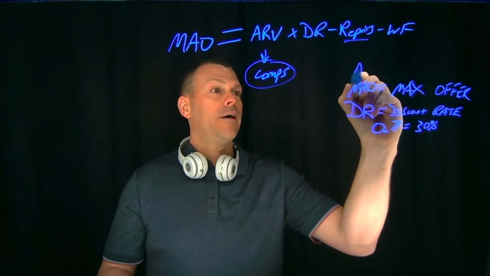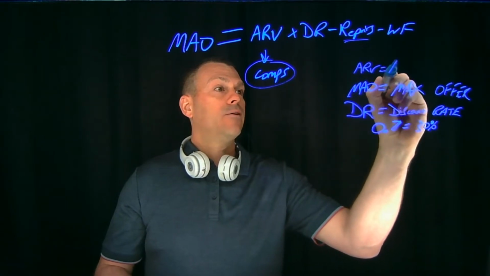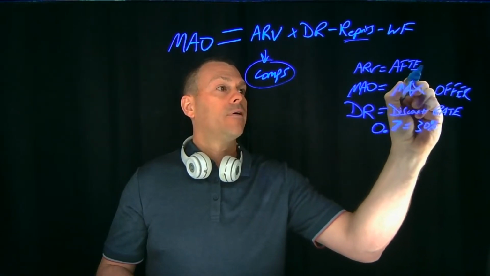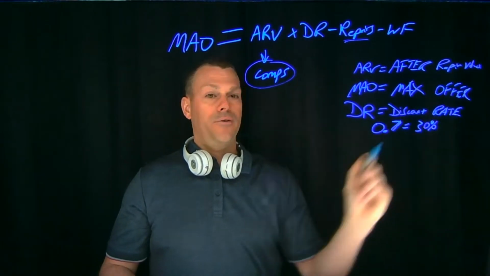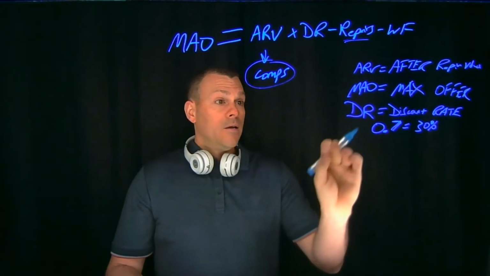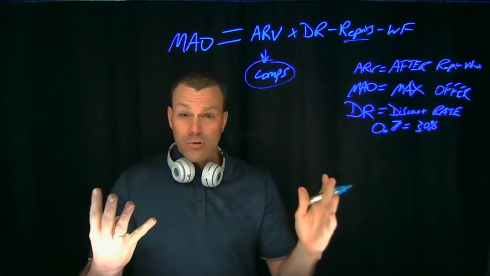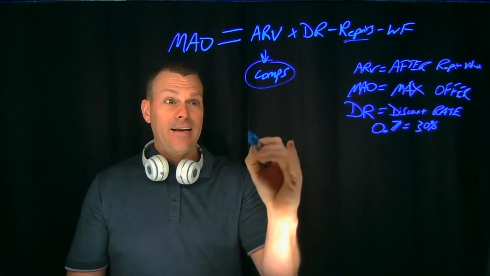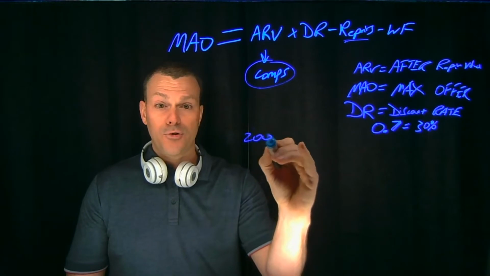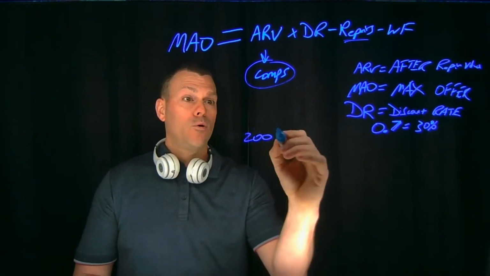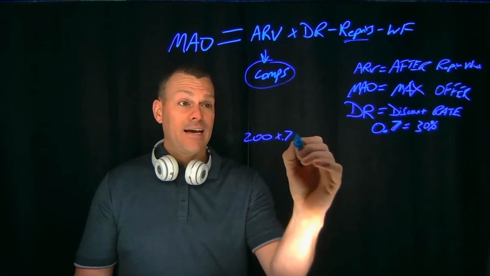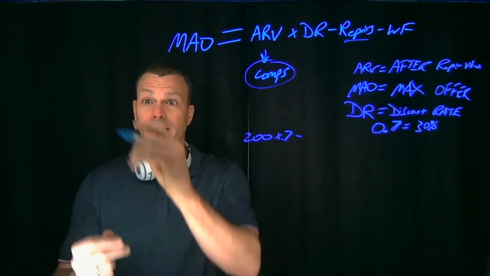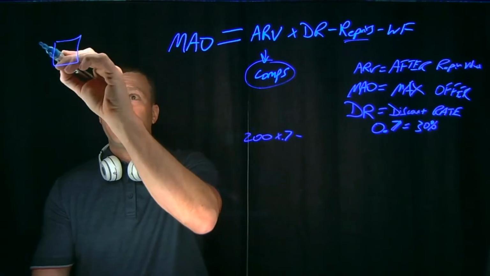ARV, I need to put that up here, and that equals your after repair value. So let's run through an example. Let's say we find comps for something similar and it's 200K. We're going to multiply that by 0.7. And then we're going to take out our repairs. Well, this subject property that we find, this is our property right here.